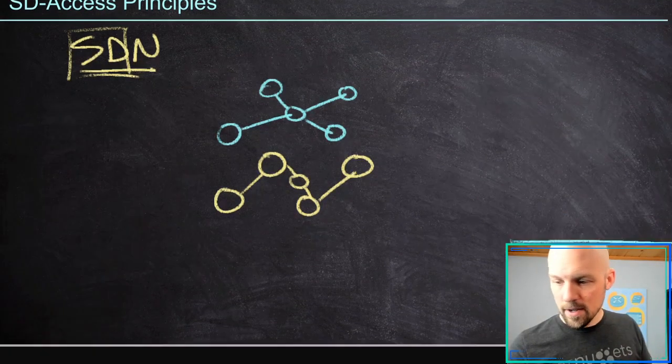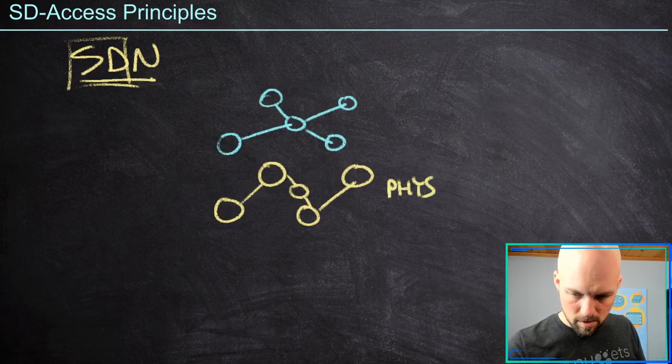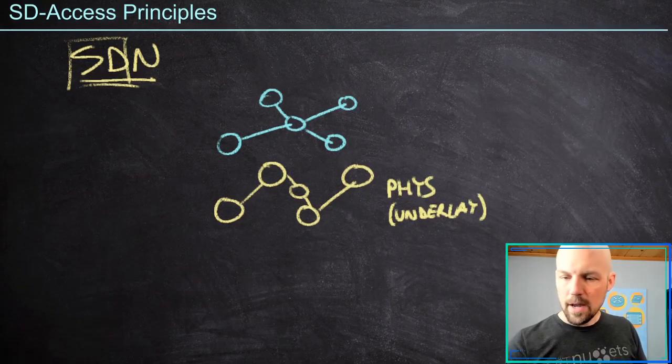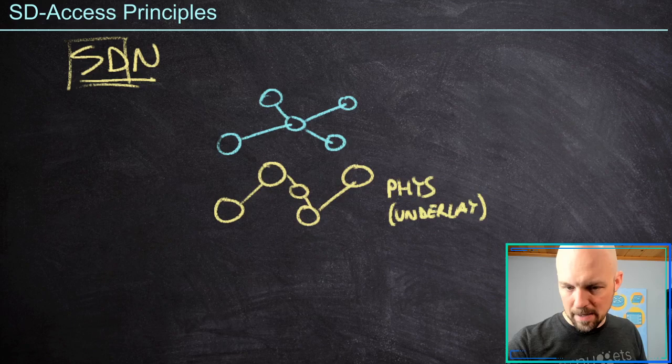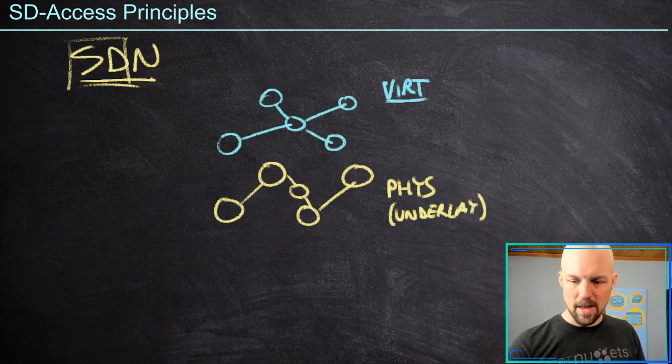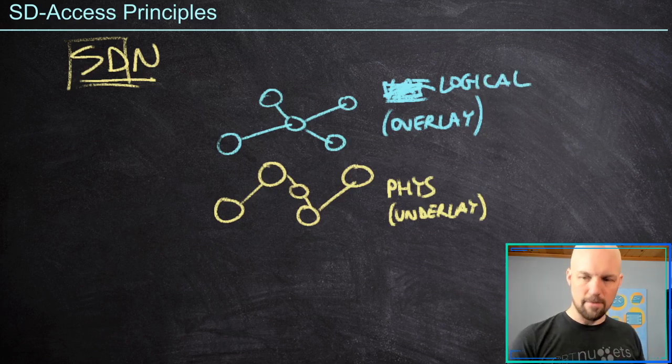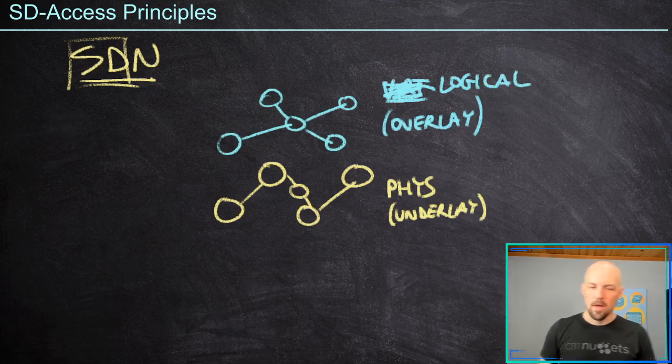So to be clear, this is the physical network, which in software-defined networking we call the underlay. And then we have what's usually just called the overlay. I'll call it a virtual network, but don't get locked into that term. Really, this is the overlay, an overlay network. What I should call it, and I'm going to call it, is the logical network: the physical network and a logical network.